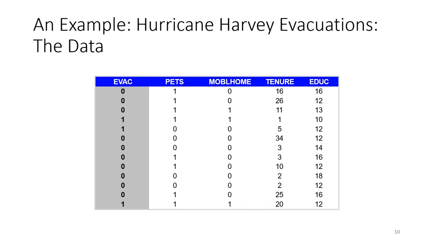So going back to our hurricane evacuation example, here is a sample of the data in the hurricane evacuation file. As you can see, there are several other characteristics here of the individuals to predict whether or not they evacuated, including whether they have pets or not, whether they lived in a mobile home or not, how long they lived in their home, and the years of education they have. The last two would be considered continuous variables, and the first two are considered categorical or dummy variable types.